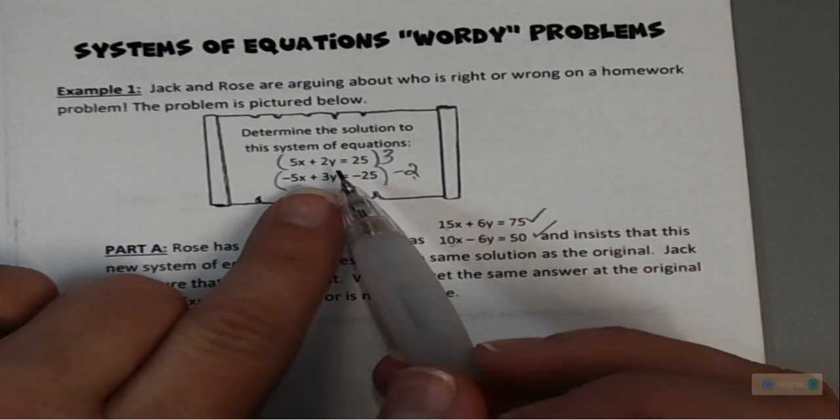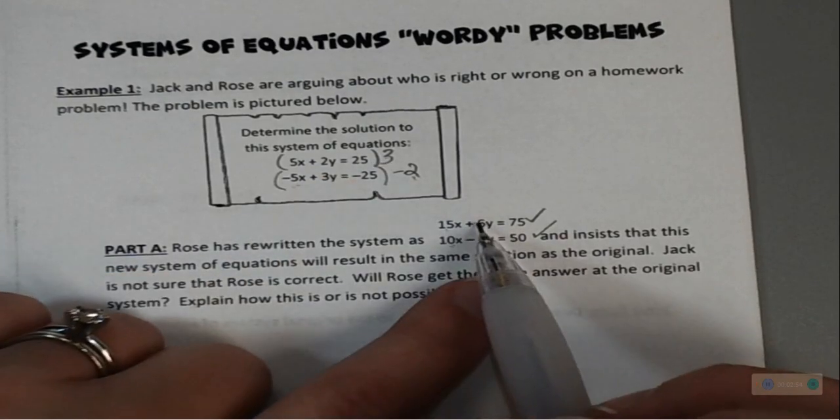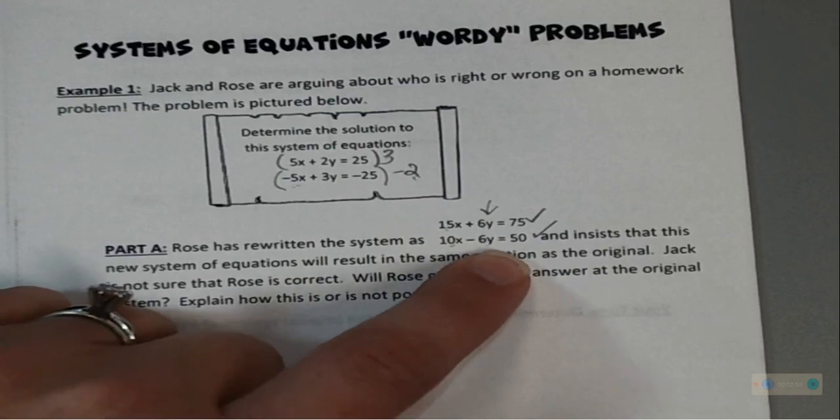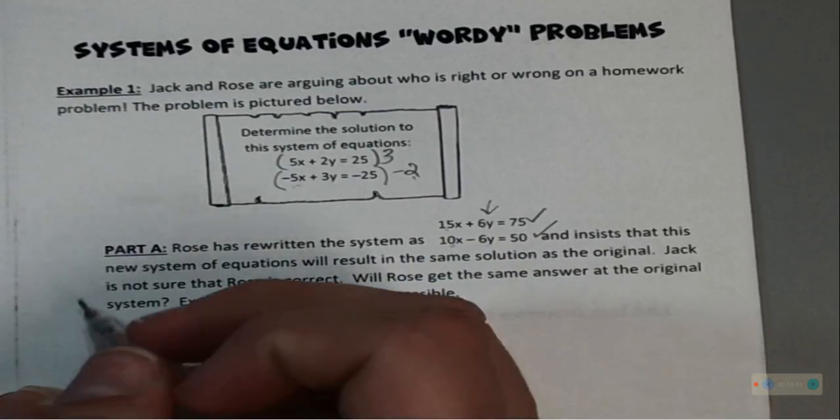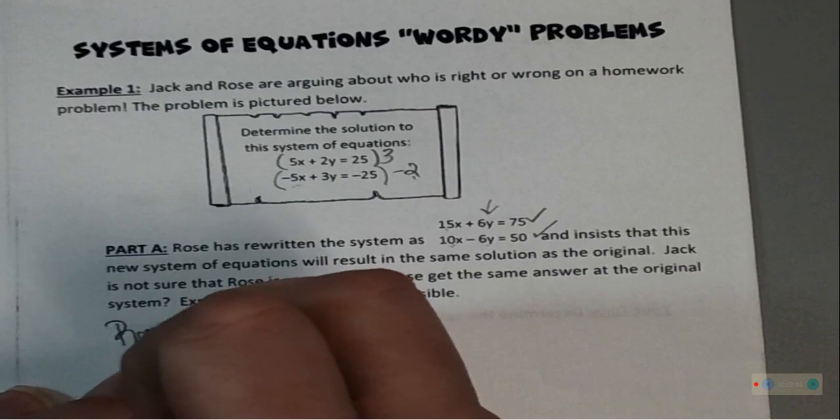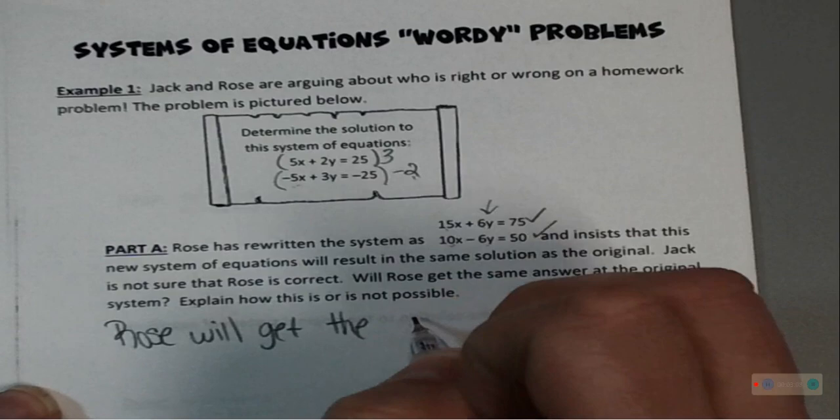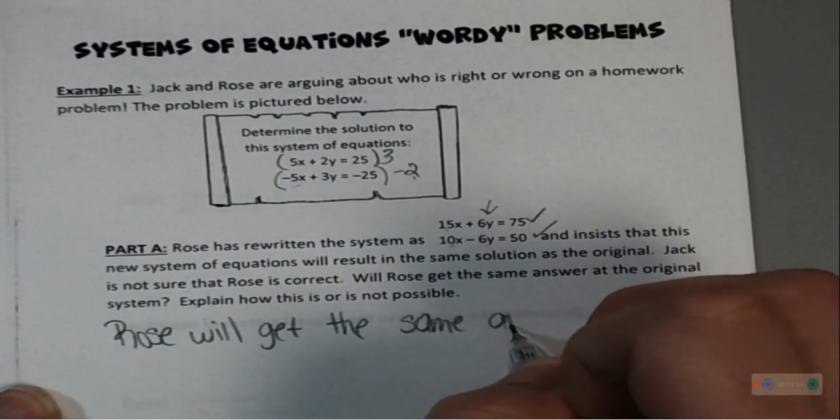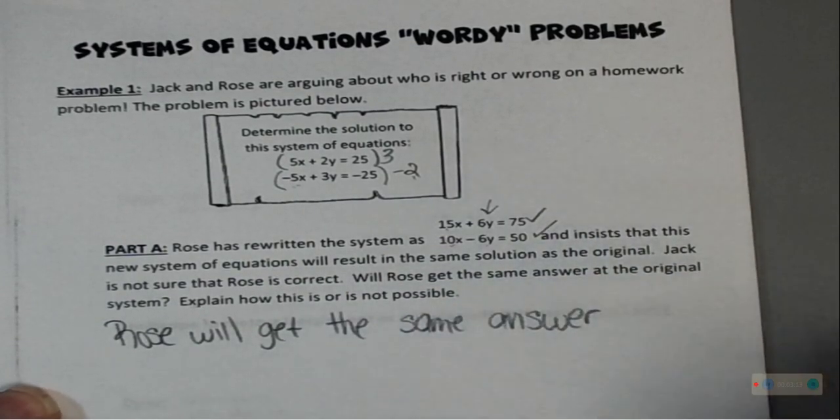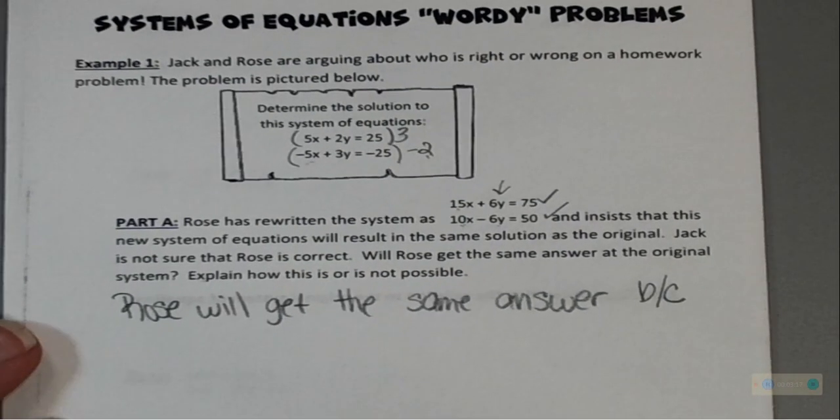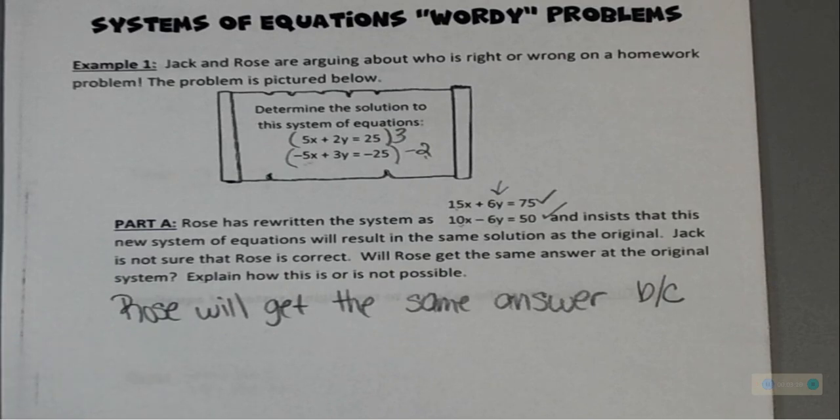Yeah, it's exactly what you did yesterday. You had to figure out how to make a system where variables are going to disappear, and that's what Rose did. So, the question was, will she get the same answer? You're going to say, Rose will get the same answer. Now, it's not enough to just say that she will get the same answer. We're going to say why. Because you're going to prove your point. What is the evidence and what did Rose do? The facts that tell you why she's going to get the right answer.